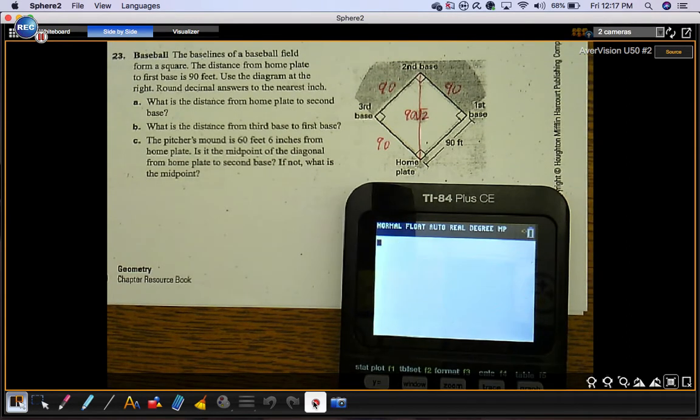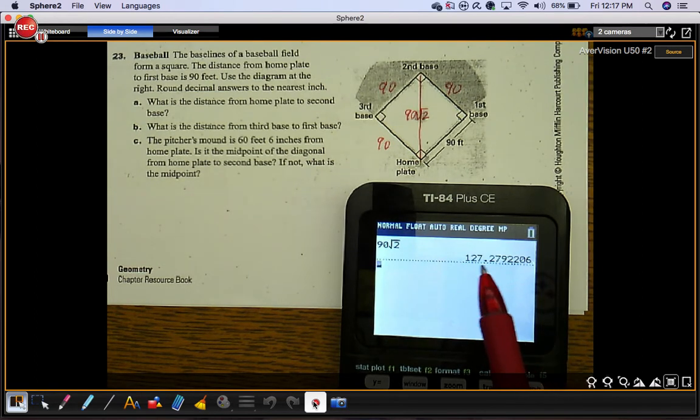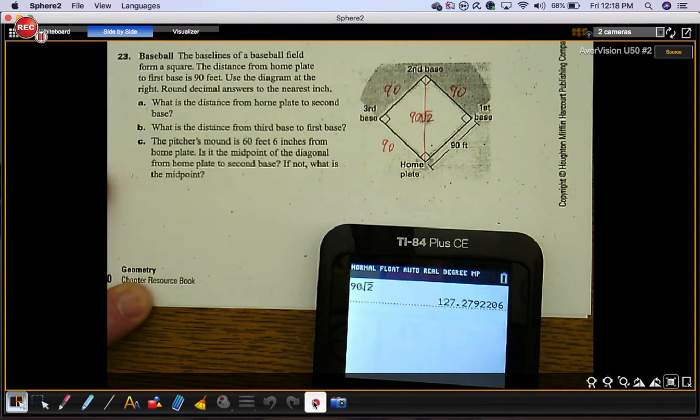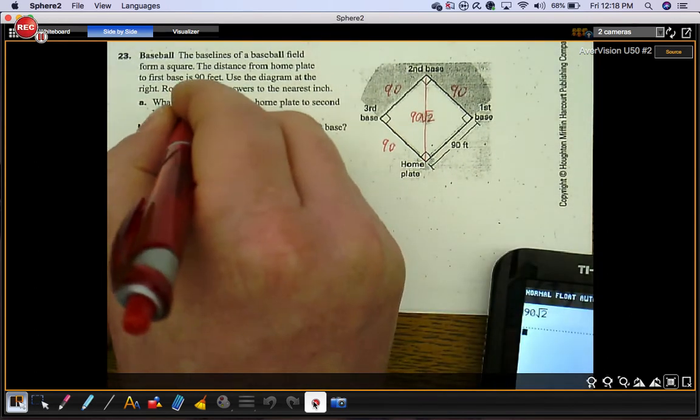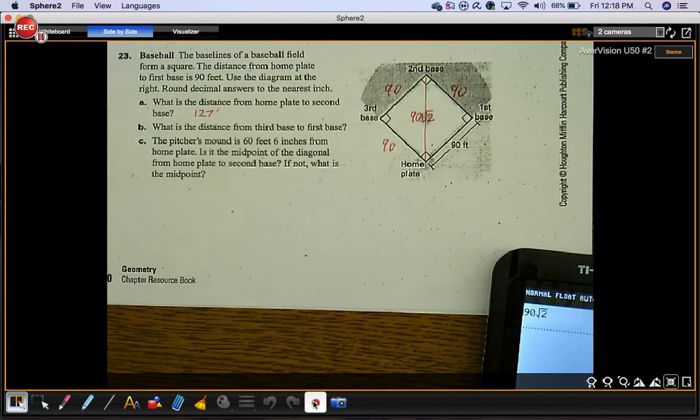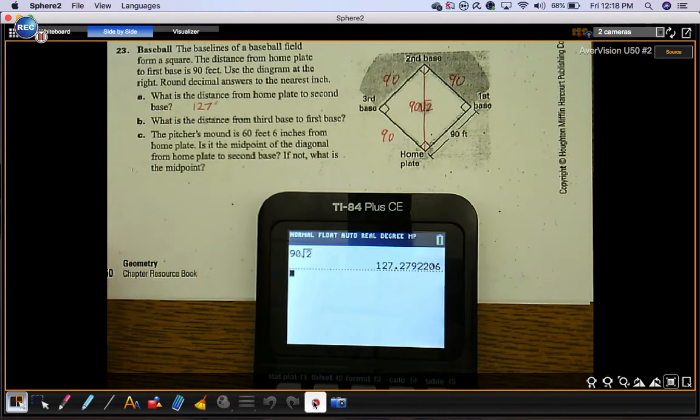Okay, so I'm just going to type into the calculator 90 square root of 2. And this is in feet. So that's an issue too. You want your decimal answers to the nearest inch. My goodness. All right, so if I would round to the nearest foot, it'd be 127 feet. But the question is, 0.27, you could round that to 0.28 feet.